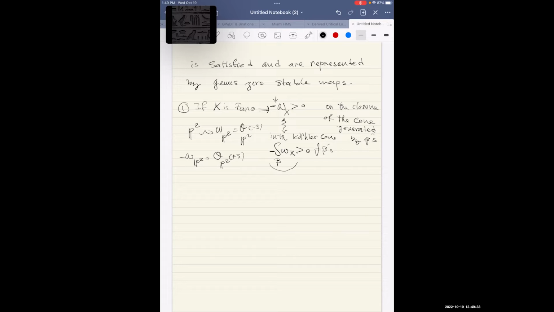Okay. So if X is Fano, then omega of X against beta will be less than a constant, for only finitely many betas. That's what it's going to be. Okay. All right. So that I think is kind of clear.